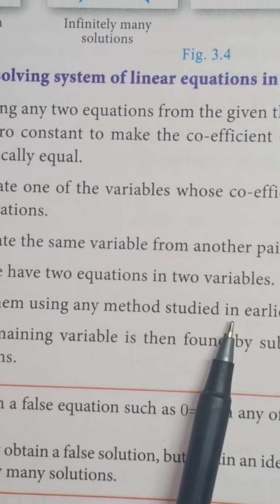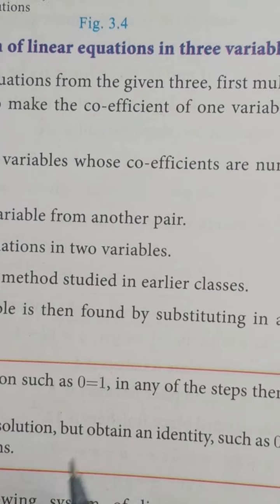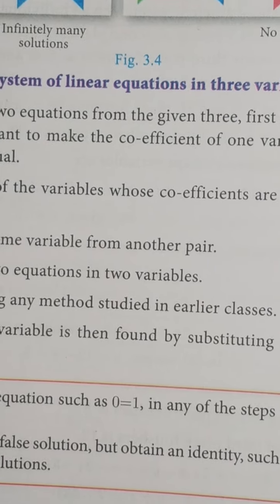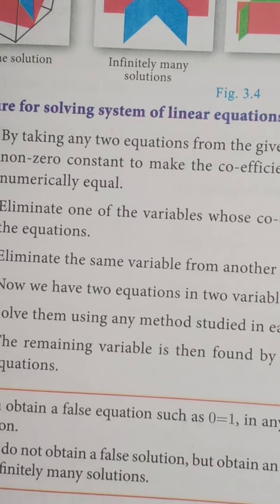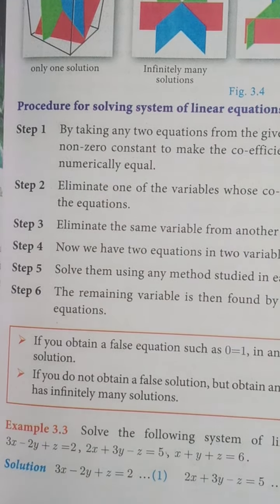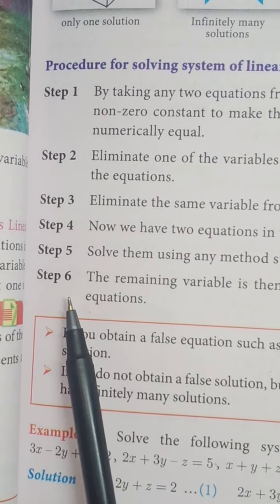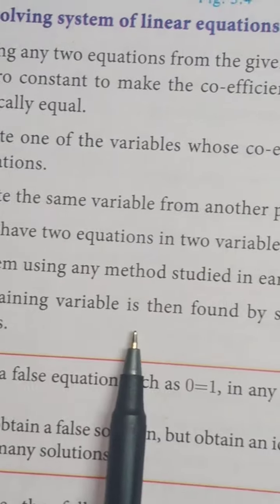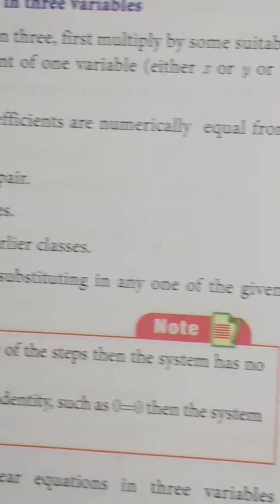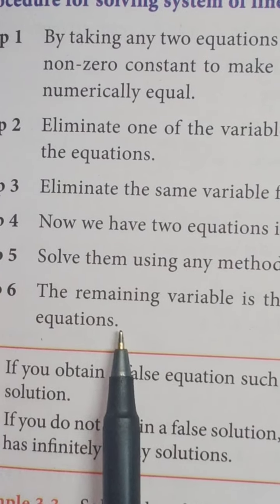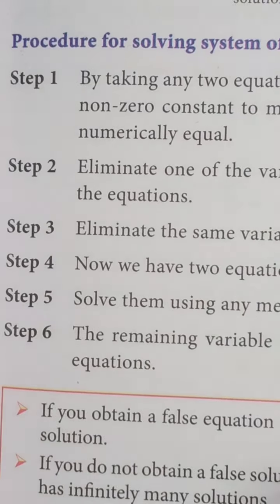Anyway, we are going to solve the equations by elimination method. Already I have learnt solving the equations of three unknowns by elimination method, substitution method and cross multiplication method in 9th standard. Right? Now step number 6. The remaining variable is then found by substituting in any one of the given equations. Particularly elimination method, that is a familiar method for you, already have learnt in 9th standard.